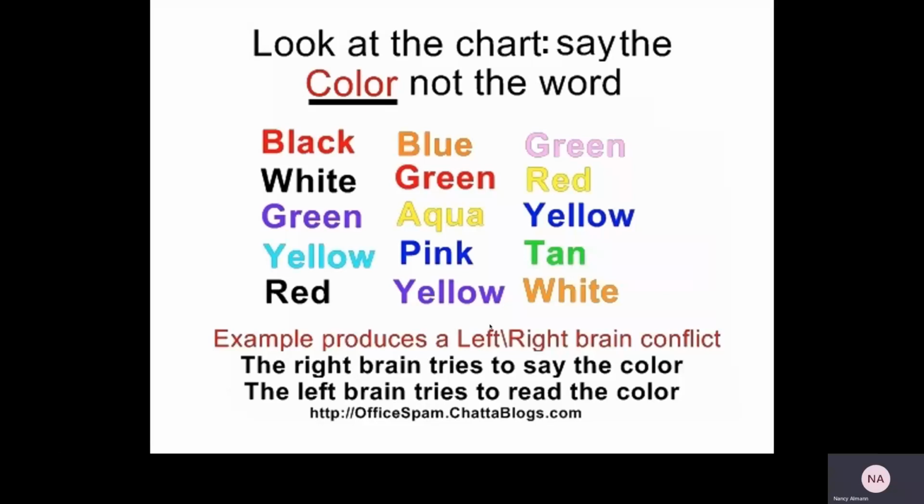And this is also fun. So take a look at the chart and say the color, not the word. And it takes a lot of effort to say the color and not the word, because the right brain is trying to tell you to say color, and the left brain is telling you to read what the color is supposed to be. What fun.